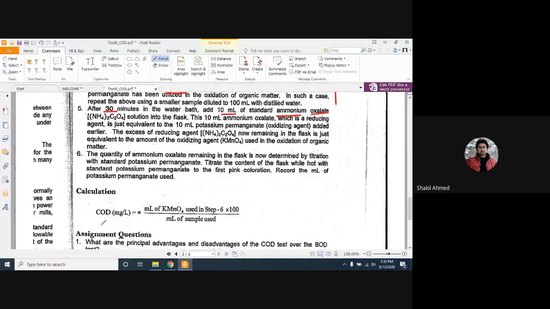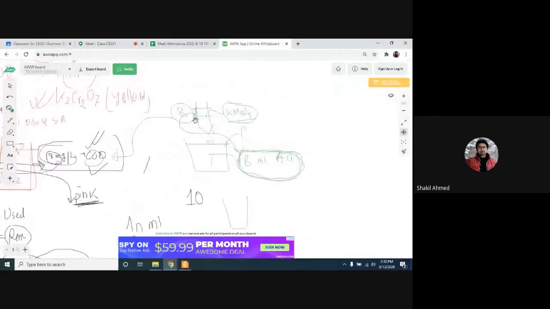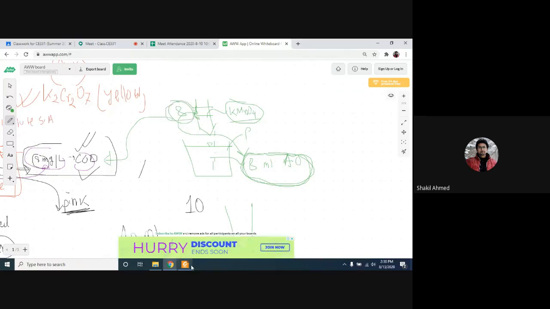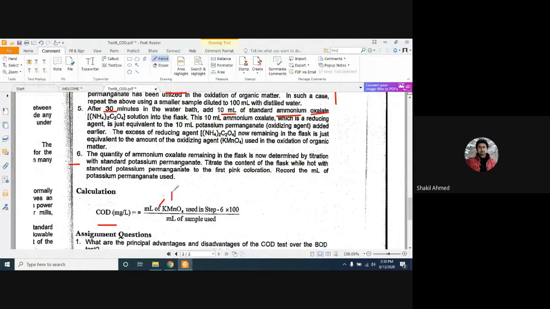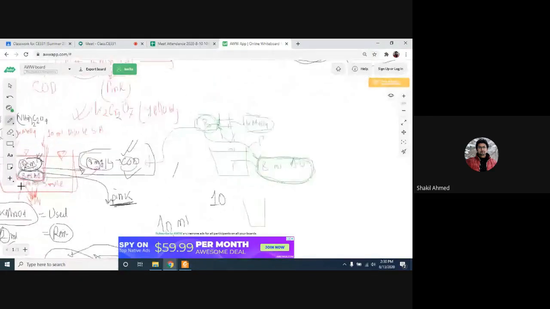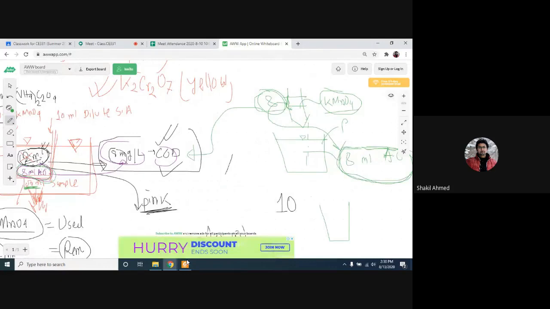So how do you determine COD? COD equals milliliter of potassium permanganate used in step 6. Step 6 means this step. How much did you need? 8. So let's put 8 ml here, and then 100 divided by milliliter of sample used. How much sample have you used, guys? Remember? 100 ml. So you put 100 here.